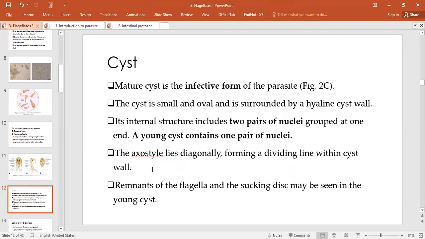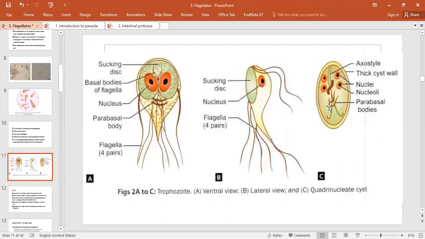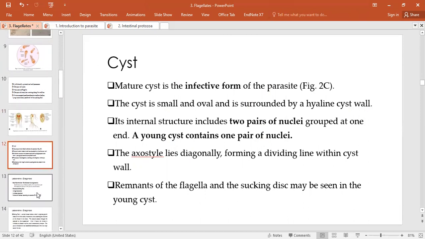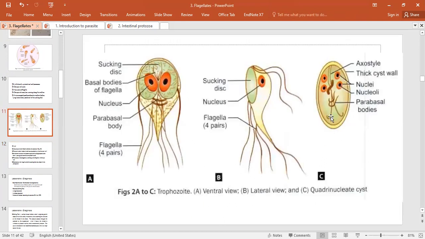The internal structure includes 2 pairs of nuclei. A young cyst contains 1 pair of nuclei. Here is a young cyst, and here the cyst is mature. It contains only 2 pairs of nuclei until it matures and the 2 nuclei become 4. The remnant of the flagella and the sucking disc may be seen in the young cyst. Here, there are no remnants.